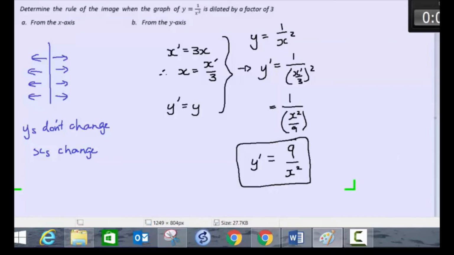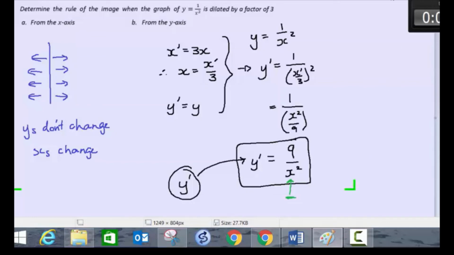Now you'll note a couple of things. First of all, note that I always have to write y prime. That's really important because I need to distinguish that from another function. But my x, on the other hand, that's the independent variable, so I don't have to distinguish that from the old. My x-axis stays the same.